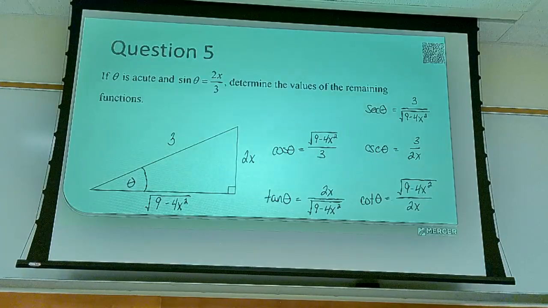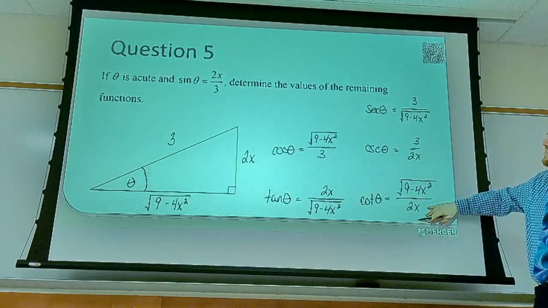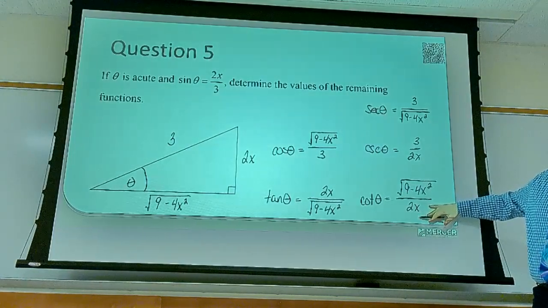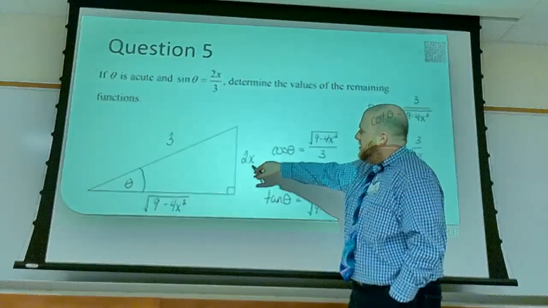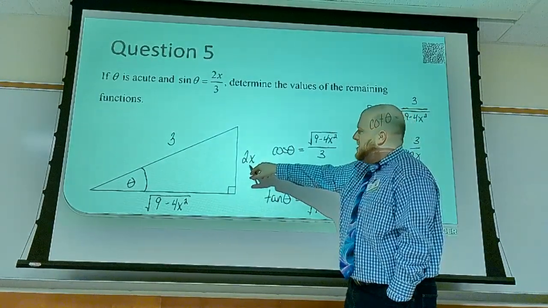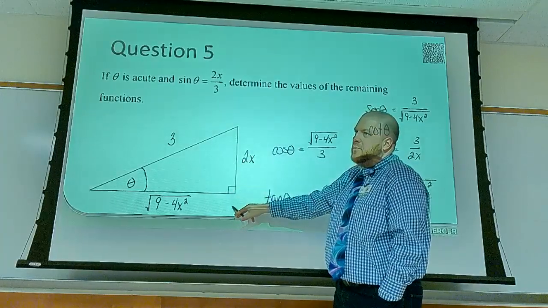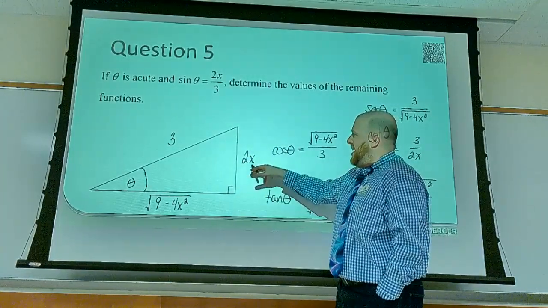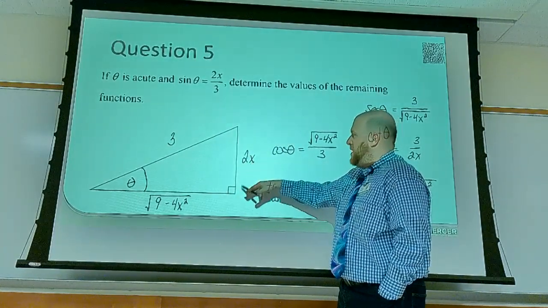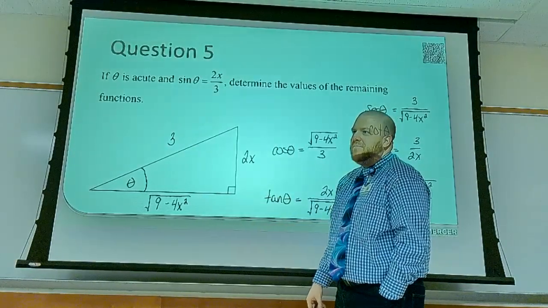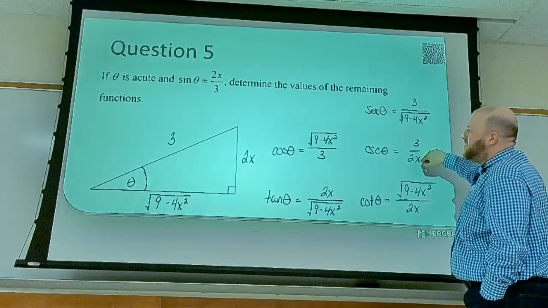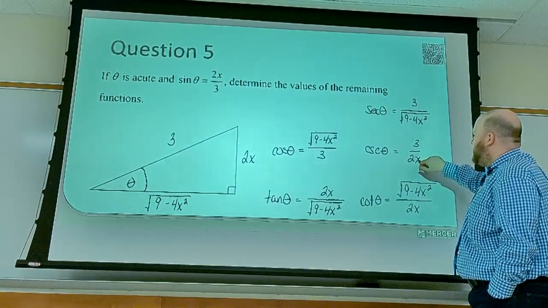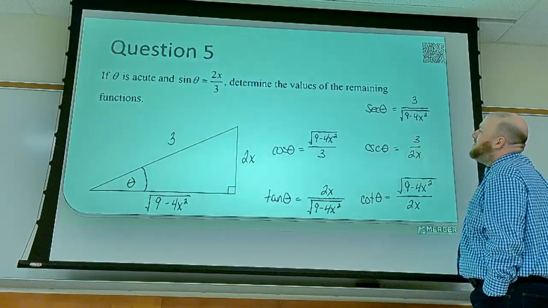A few things to note. All of these expressions are going to be defined. For starters, x has to be positive. If it was negative, then this would be a negative length, which is impossible. Second, x can't be 0. If it was, you wouldn't have a triangle. So that takes care of that. So already x can't be 0, and x has to be positive.